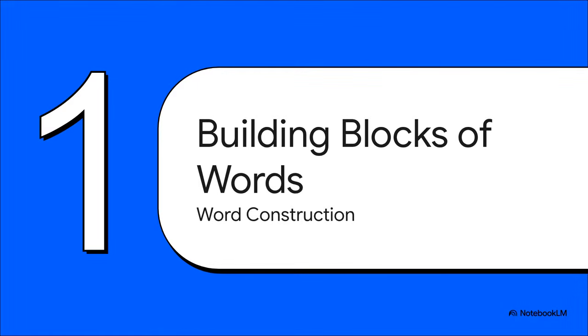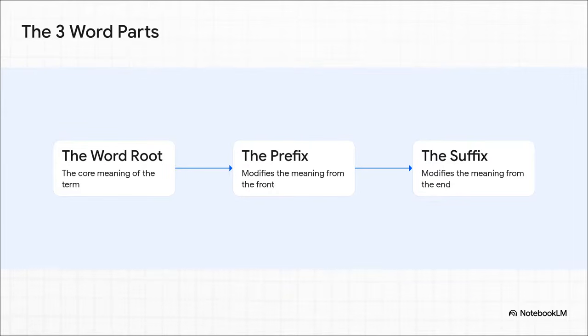Medical terms aren't just random sounds. They're actually constructed. And once you see how they're built, you can start to take them apart and understand them. And here they are, our Lego blocks. Pretty much every complex medical term is built from just 3 possible parts. You've got a word root, a prefix that goes at the start, and a suffix that goes at the end. Let's break them down one by one.